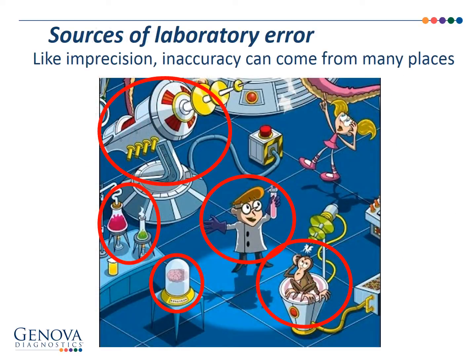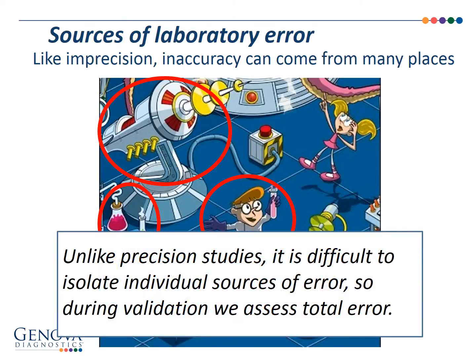Like imprecision, inaccuracy can come from many places in the lab. However, unlike precision, it's a lot more difficult to narrow down the individual contributions to laboratory error. If you remember when we talked about precision, in the validation, we like to isolate individual sources. So we want to look, for example, just at imprecision from the sample prep and hold everything else constant. Or we might be looking at just the imprecision coming from the instrument and holding everything else constant so that we can isolate the individual contributors to understand the larger whole.